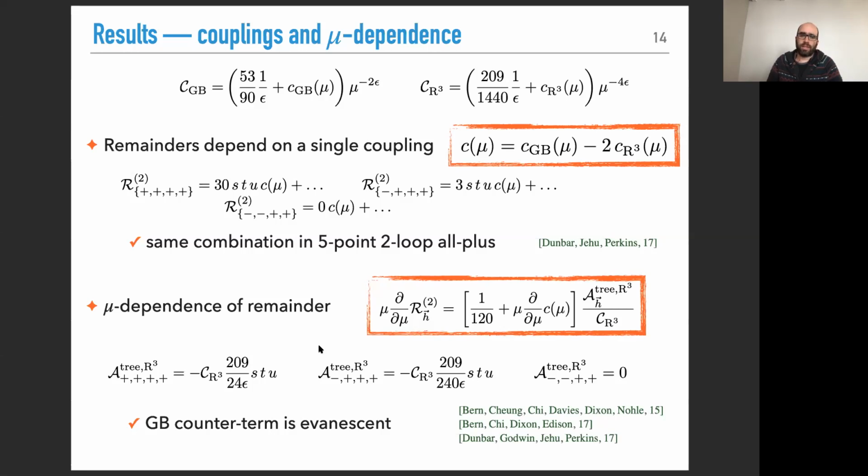Our perspective on this, in particular the fact that only one particular combination of these couplings seems to be relevant, is that the Gauss-Bonnet counterterm is evanescent, and we know that strange things happen with these types of counterterms. I refer you here to Svi's talk earlier in the week.